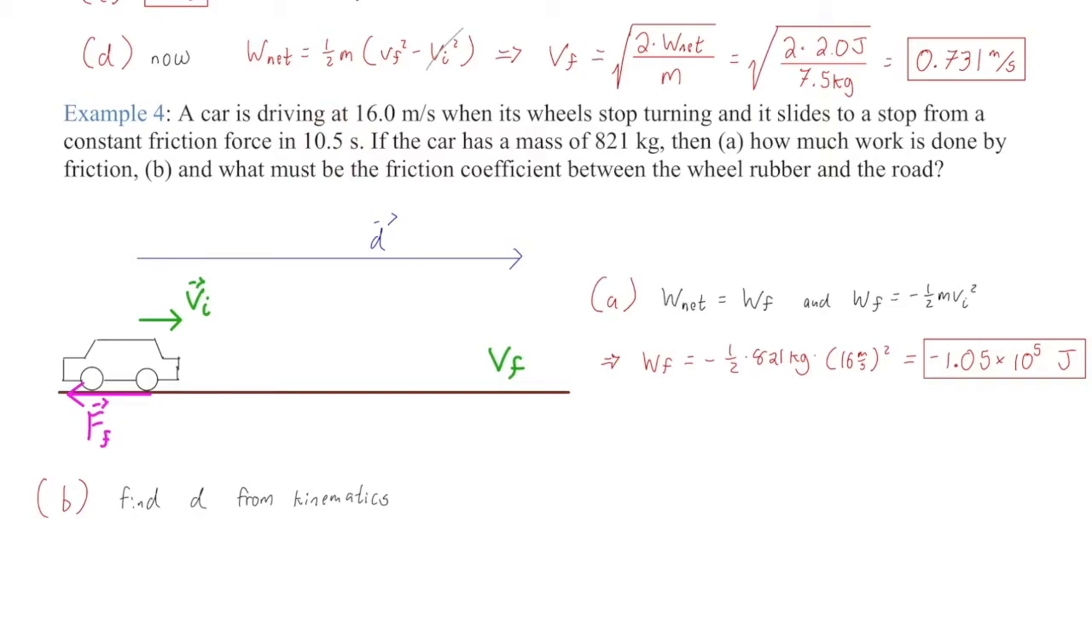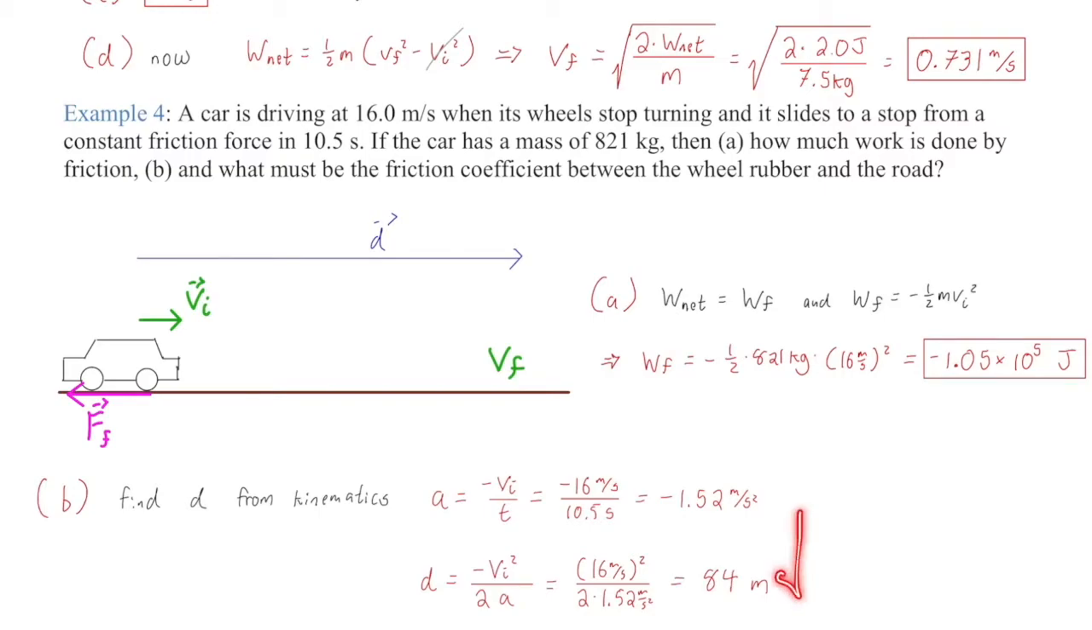So let's use that information. Let's find the acceleration based on the velocity and the time. So our acceleration is negative 1.52 meters per second squared. We're just going to use that for our next step in order to find D. I could have combined equations and come up with a new kinematic equation, but here I just decided to do it in 2 steps instead, and we find that our D is 84 meters.